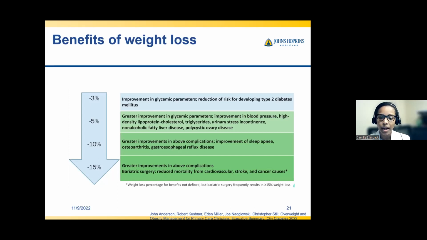What I would like to highlight, though, is that we don't need to lose 50 pounds in order to see a positive impact on our health. A weight loss of just 5 to 10% can actually improve blood pressures, blood sugars, and cholesterol. Losing 7% of the body weight can actually reduce the risk of developing type 2 diabetes.